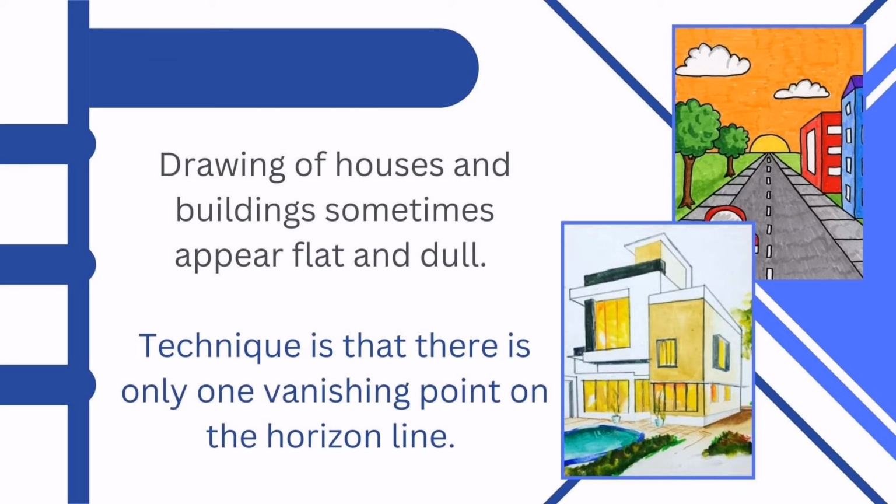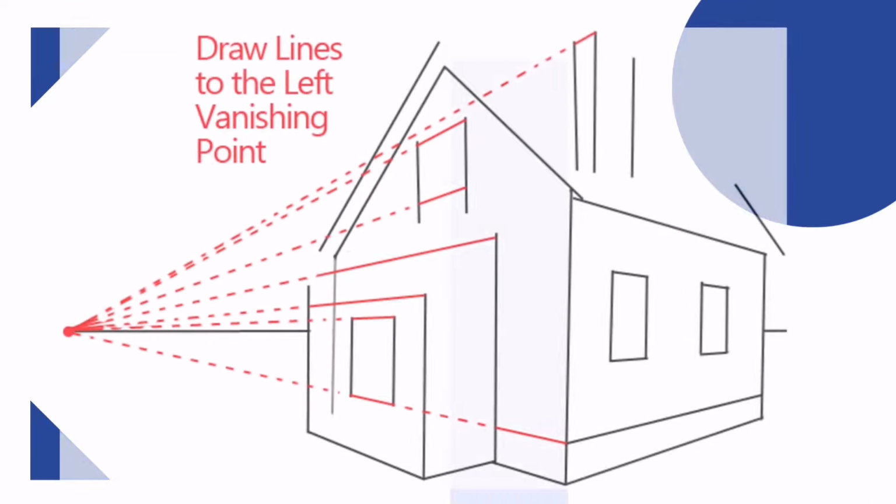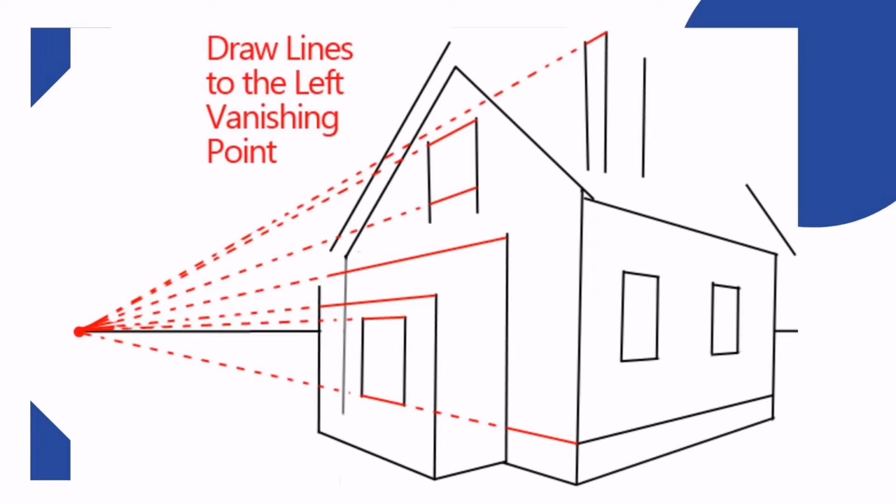The technique in the one-point perspective is that there is only one vanishing point on the horizon line. Look at the drawing on the next page. On this vanishing point, all lines coming from the drawings of objects on the paper will meet.